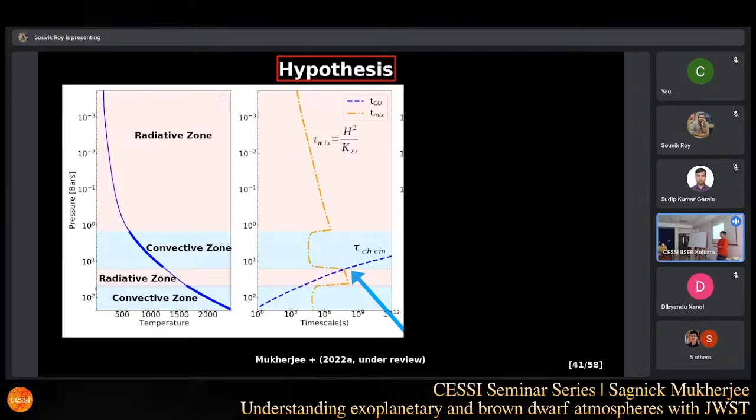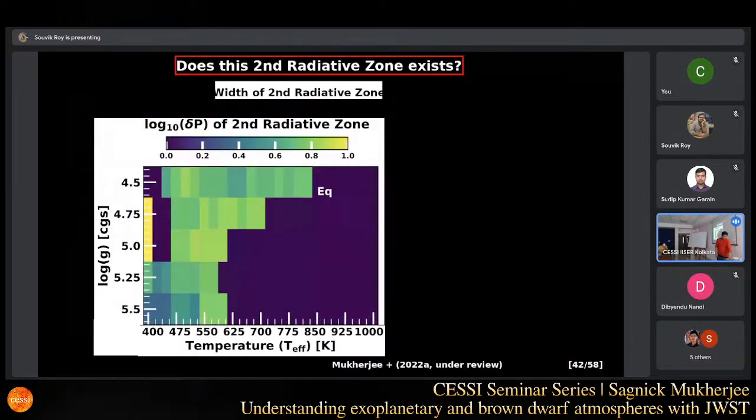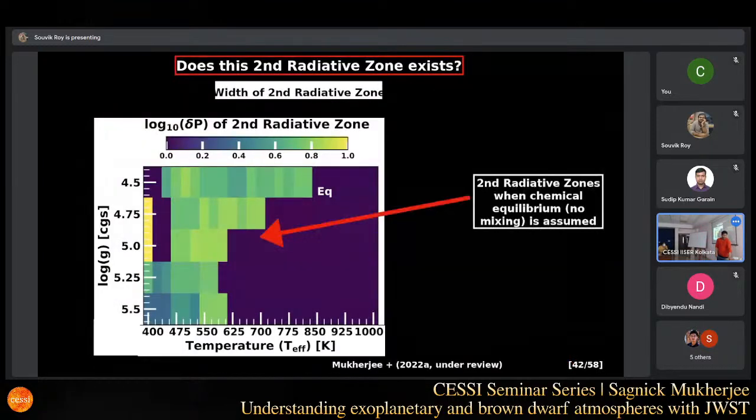Now, this is a wonderful opportunity because this means that if this happens, then we can actually measure the KZZ at the radiative zone, which was uncertain by 8 orders of magnitude. So if this is a physically true picture, then this is a great opportunity to measure and constrain this very uncertain parameter. And this is exactly what we tried to look at with our model.